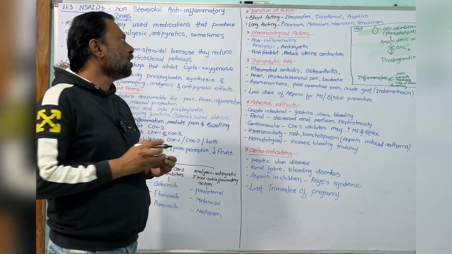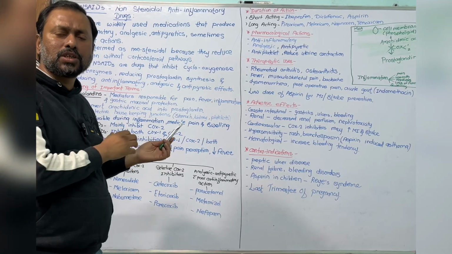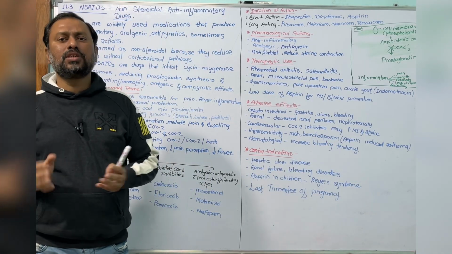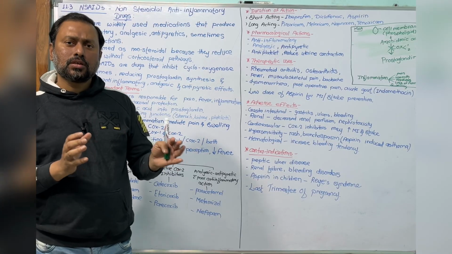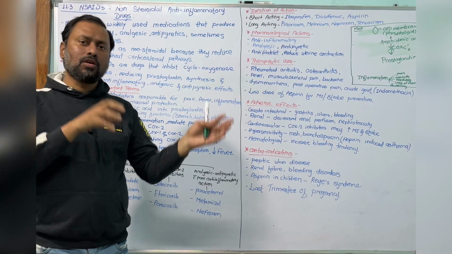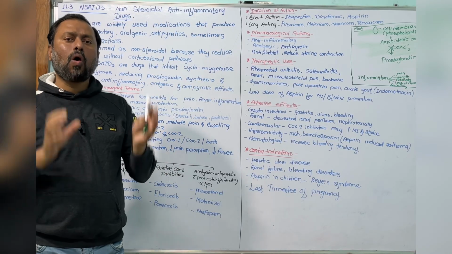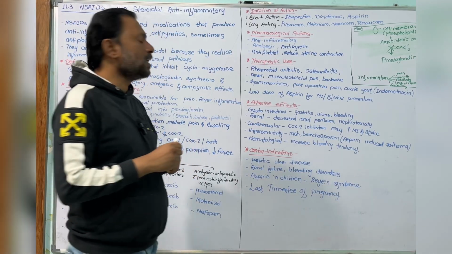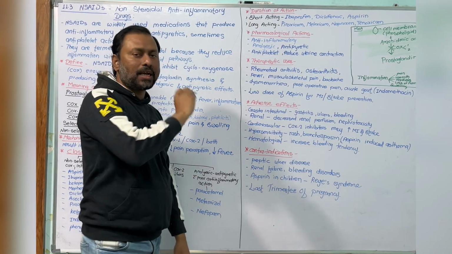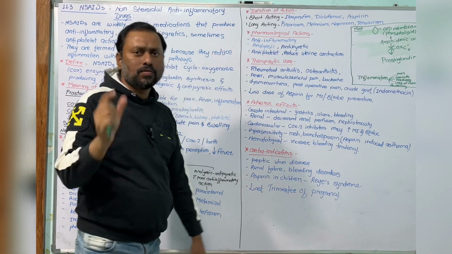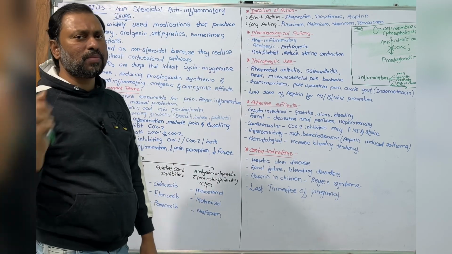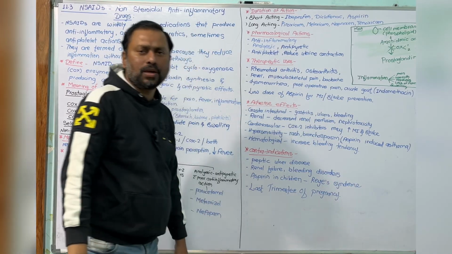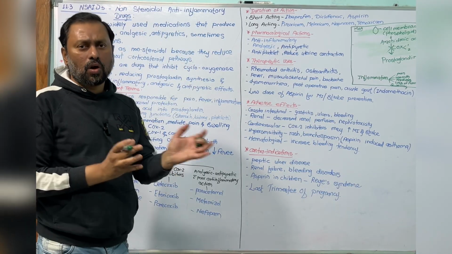Next one is the duration of action. Just now we studied the classification based on the COX inhibitors, which one is selective, which one is non-selective. Now the next classification is the duration of action. Short acting, where the drugs act for a short period only, are ibuprofen, diclofenac, aspirin. These drugs are short acting.